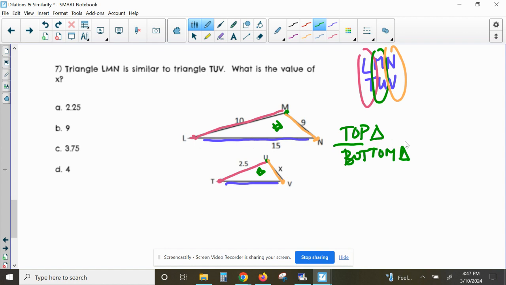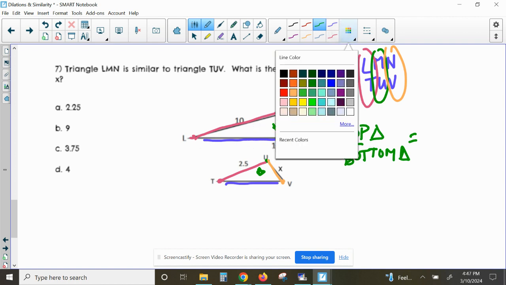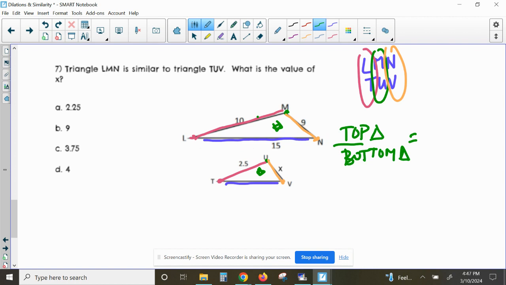So remember, you could do small over large. And the last one I did left over right or whatever. It doesn't really matter. I just make a code so that I don't get it mixed up. Okay, so I need to pick a piece off my top triangle. I'm going to pick this pink piece right here. That's a 10. Now, what does that match? The pink piece on the bottom one is 2.5.